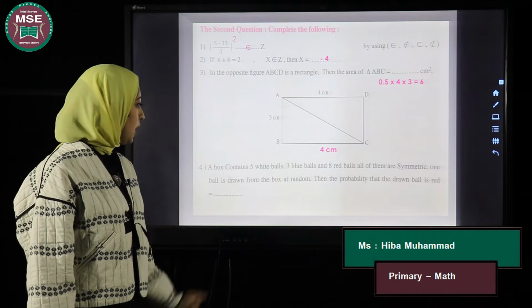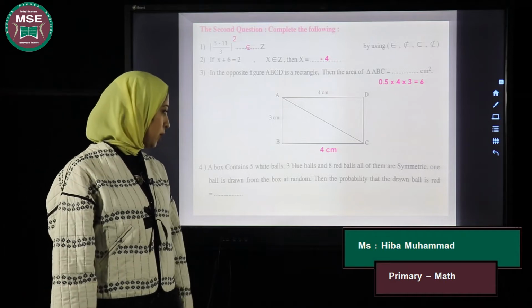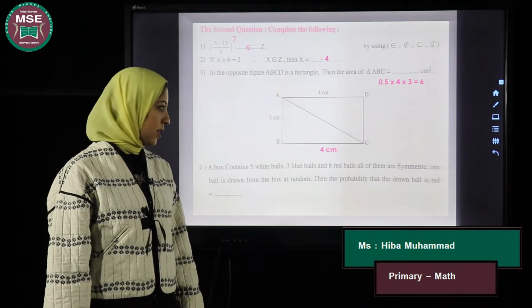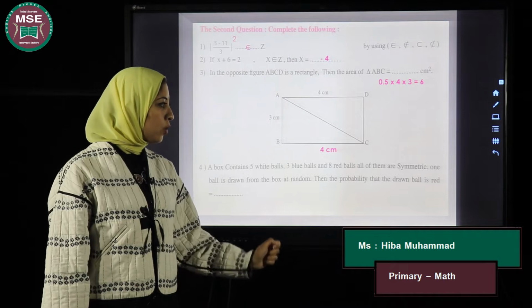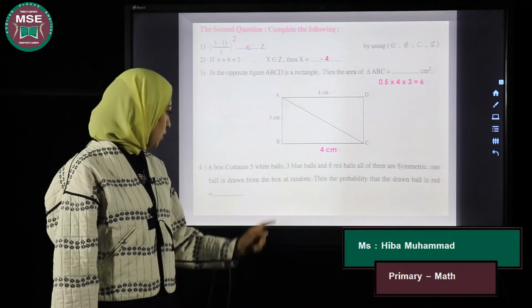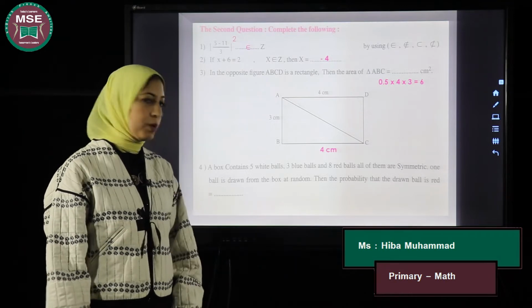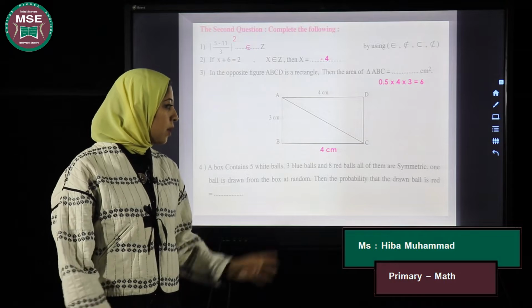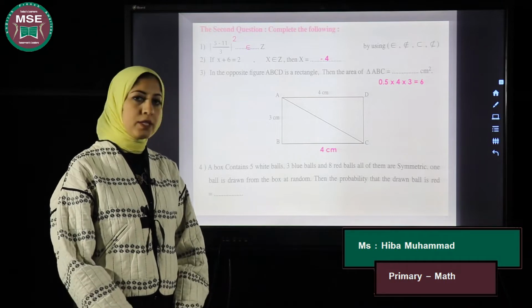Number 4, a box contains 5 white balls, 3 blue balls, and 8 red balls. All of them are symmetric. One ball is drawn from the box at random. Then the probability that the drawn ball is red.